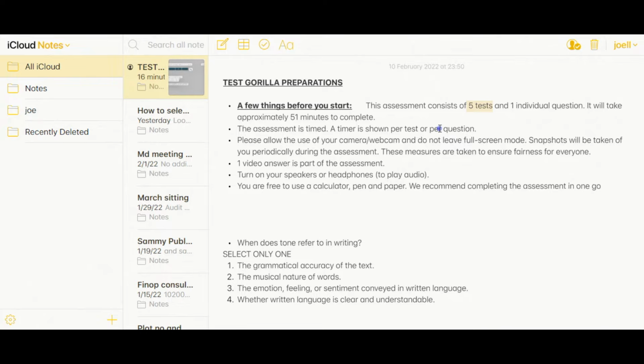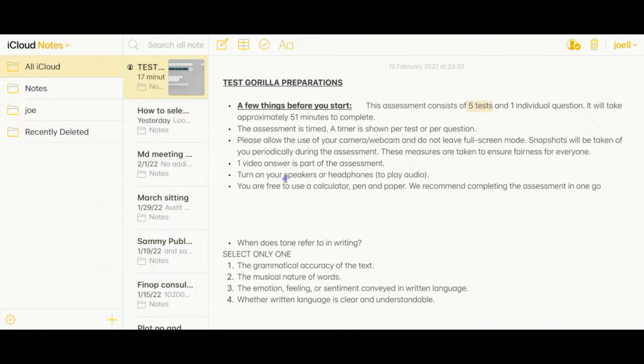Then also they tell you, please allow the use of the camera and the webcam, and do not leave the full screen mode. Snapshots will be taken of you periodically during the assessments. I don't know how that is perfect, but I believe yes, to avoid your results being nullified, you should leave your camera on throughout the whole assessment. These measures are taken to ensure fairness for everyone. One video answer is part of the assessment.